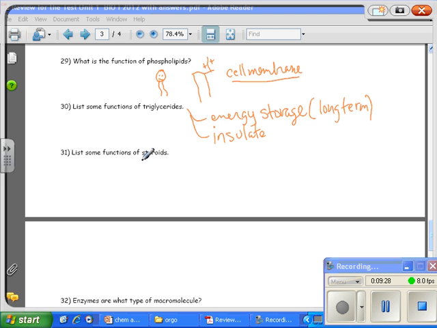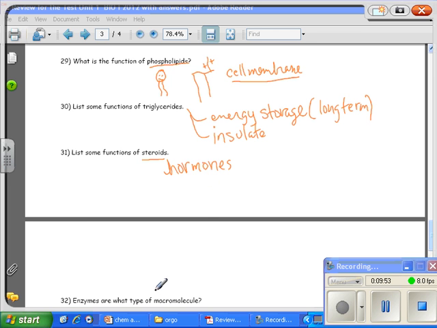Some functions of steroids. So some steroids are hormones. So cortisol, testosterone, aldosterone, estrogen, those are hormones. So they regulate something in the body. Cholesterol is another one, that's actually also found in cell membranes with phospholipids, but there aren't quite as many of those. There are some vitamins that are steroids too.